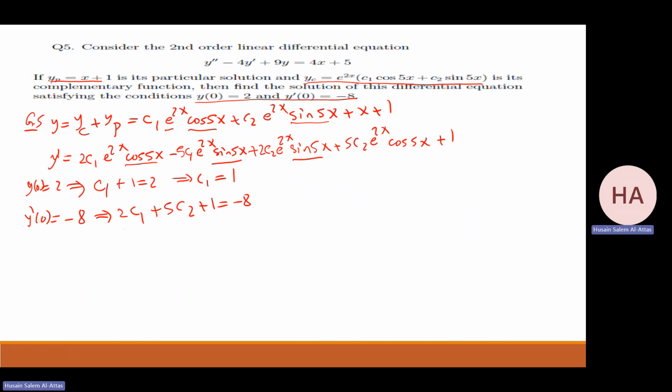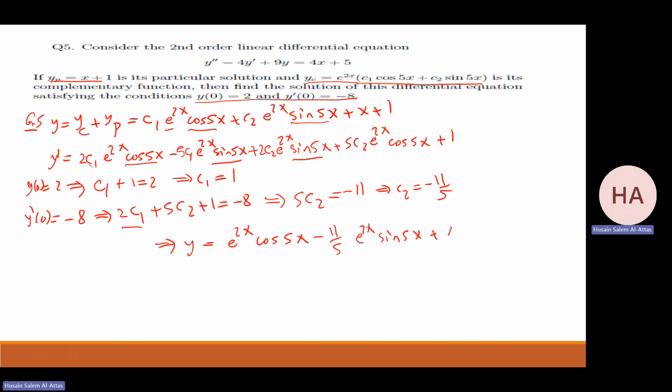I have C1 with x equal 0. I need only the cosine. This is 0, this is 1 equal 2. So C1 equals 1. 2C2 here is 0. 5C2 plus 1 equals minus 8. So 5C2, this is 2 times 1, so it's 2 plus 1, 3. Take it to the other side, minus 11. If you make it plus 8, it will be better. So what will be my solution? C1, which is 1, e to the 2x cosine 5x minus 11 over 5 e to the 2x sine 5x plus x plus 1. At 0, it is 1. It is 2.